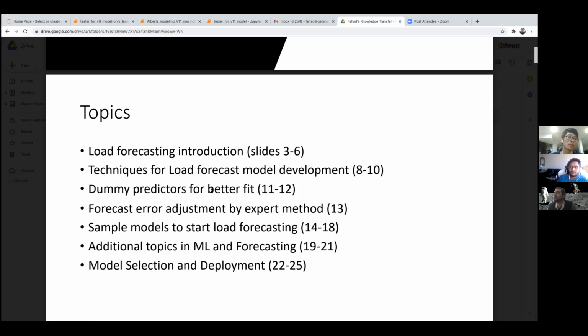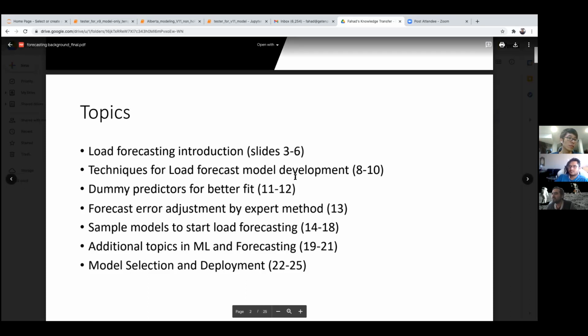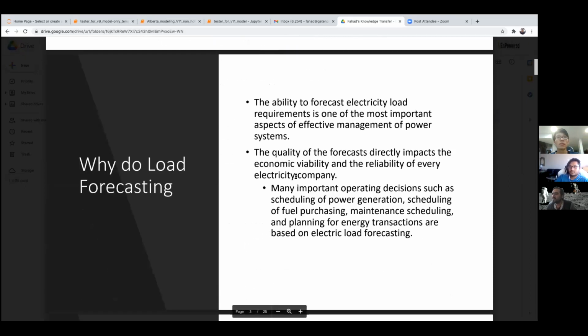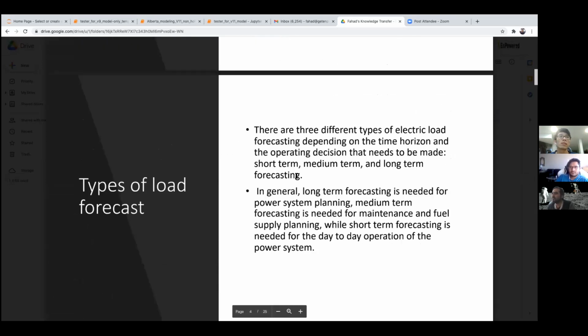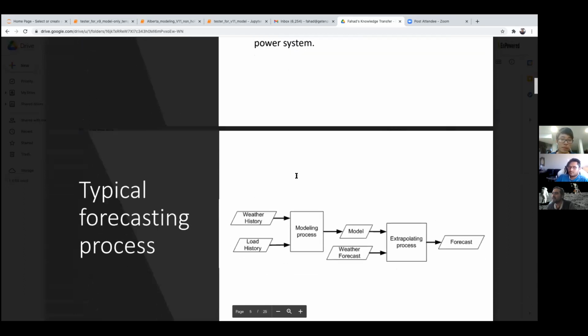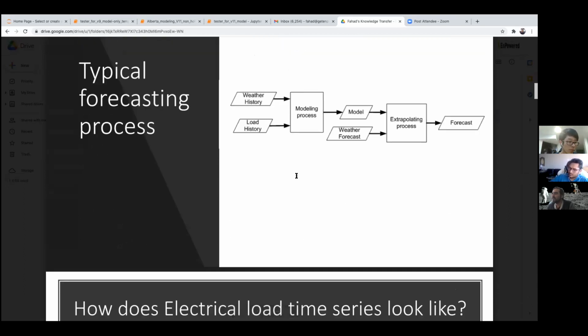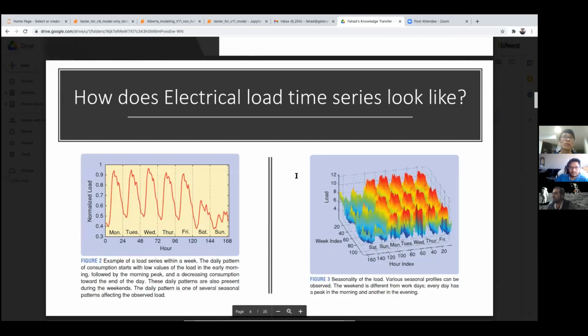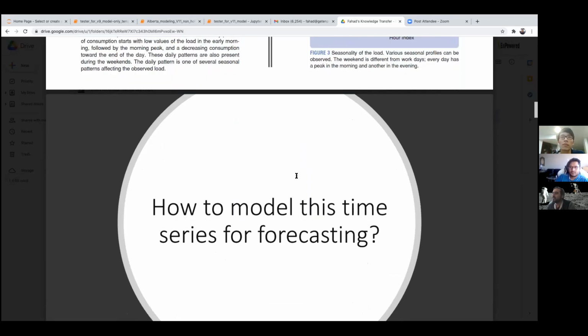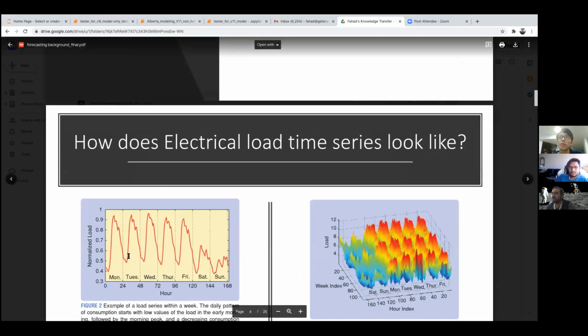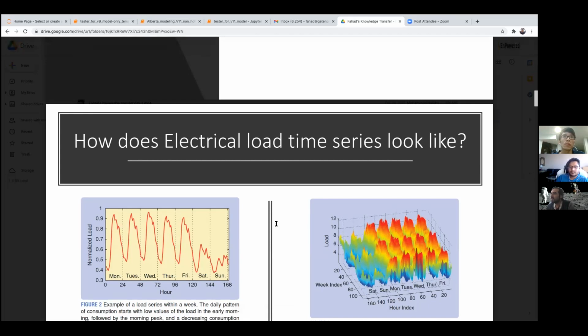So I'm just going to take you through all of these slides: why do we do load forecasting, then the types of load forecast, then the typical forecasting process, and then how does the load time series look like. We covered all of this, and then the joining bridge is how you model this time series, how you come up with a model that can simulate this time series. This is the ultimate goal, right?